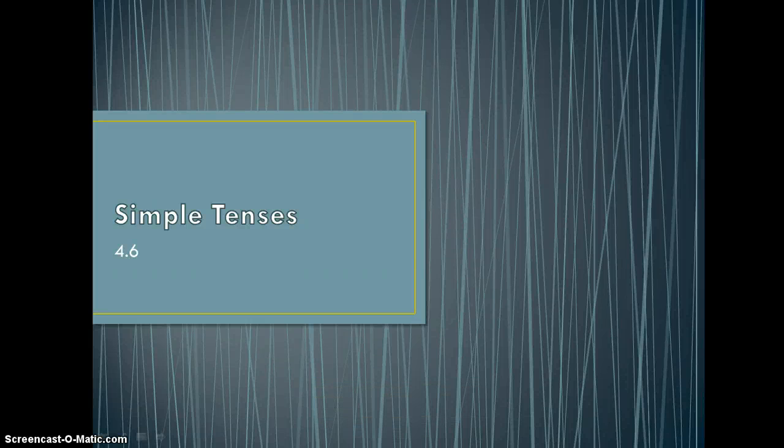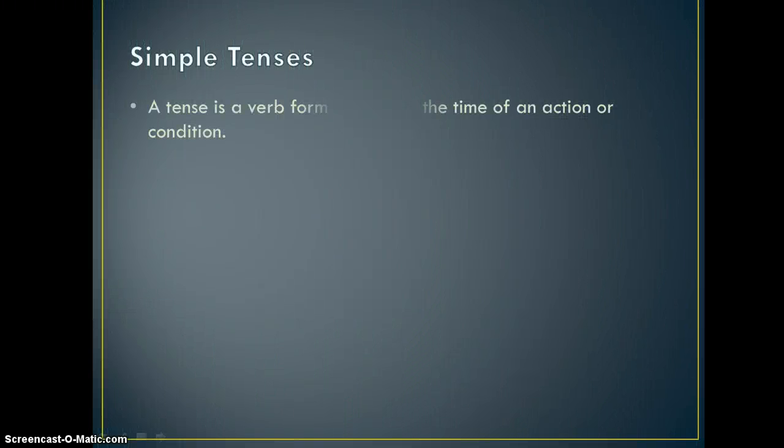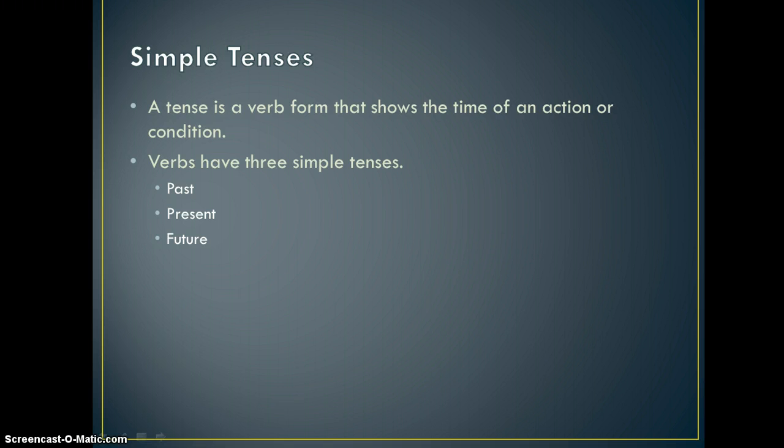Lesson 4.6 tonight, simple tenses, still talking about verbs. On page 105, if you're following along in the book, simple tenses. A tense is a verb form that shows the time of an action or condition. So what does that really mean? Well, let me show you, and it will look a lot easier than it sounds.